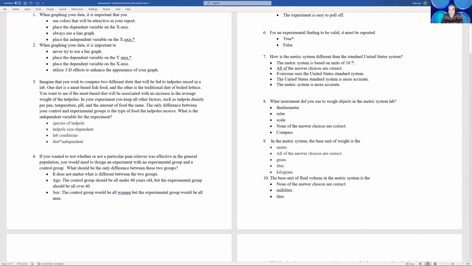What instrument did you use to weigh objects in the metric system lab? So which one of these deals with weight? Not thermometer, not ruler, definitely a scale, and then not a compass. So dealing with weight, scale.